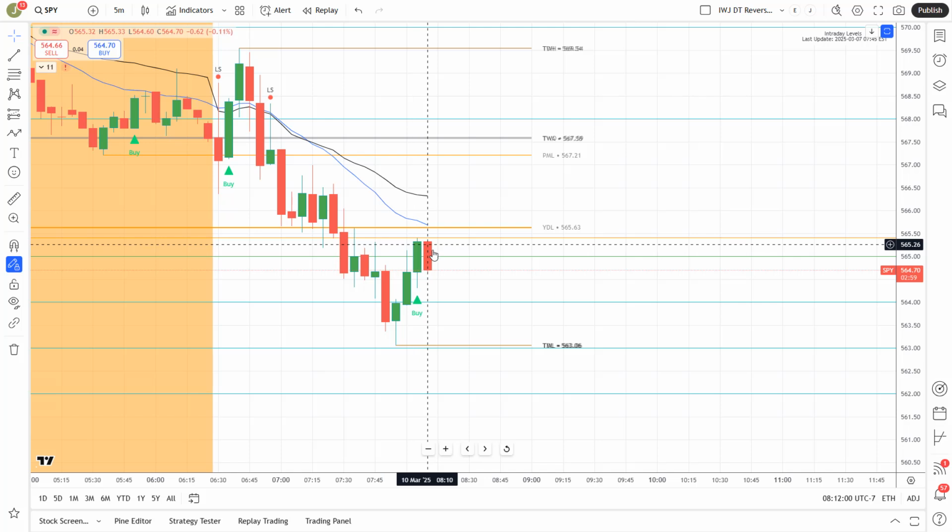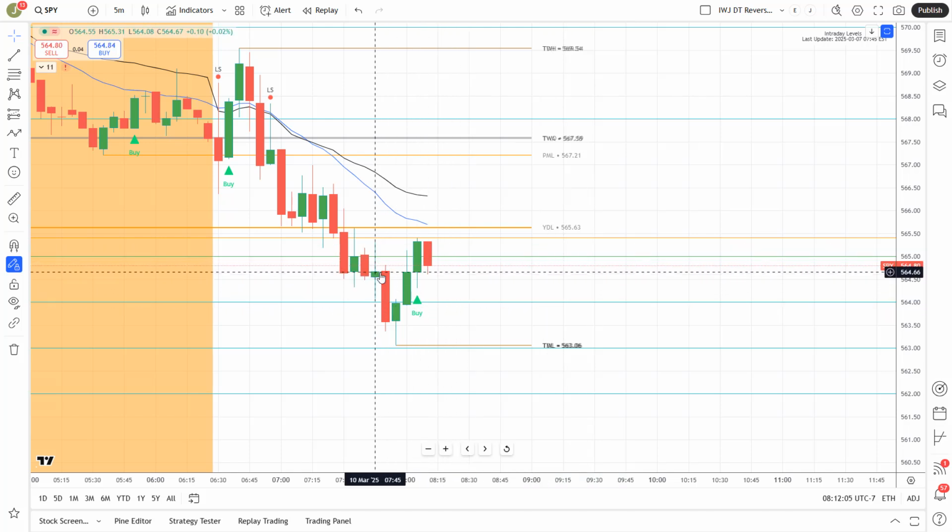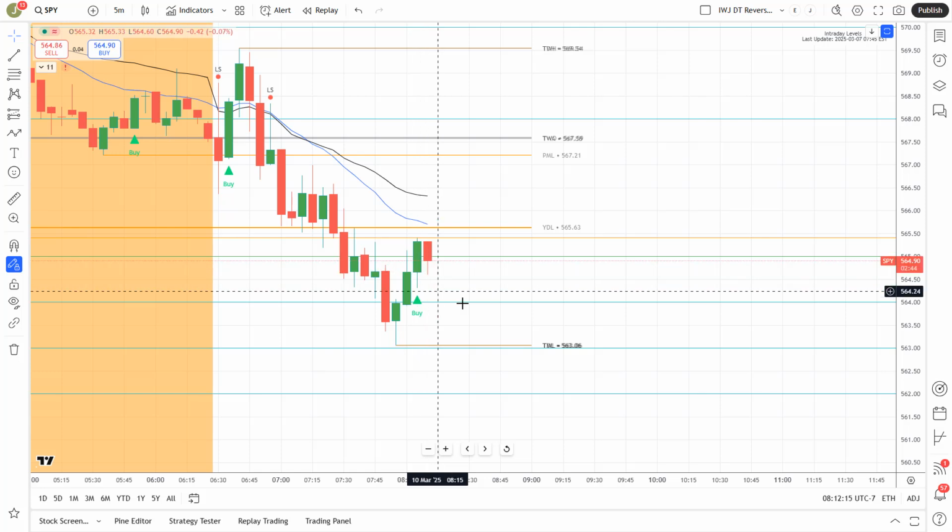Bulls need to step up here. This is a little bit of a pullback bar to test down here. This break down candle high and this break up candle low. This is a good support area, so they should be able to hold this. The bulls should if they want to continue, and they're trying to now.